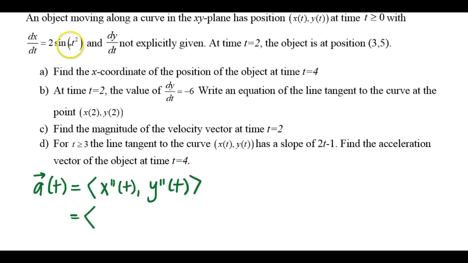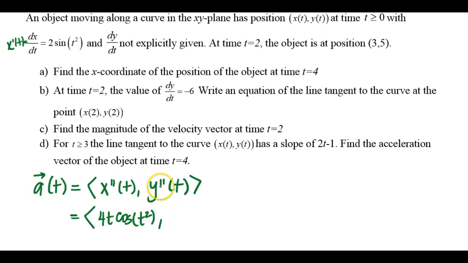x double prime of t, well, this right here is already x prime of t, if you remember. So the derivative of this requires a chain rule. So it's going to end up being, well, the derivative of the inside is 2t, so I'm going to have 4t cosine of t squared. So there's my horizontal component of my acceleration vector.